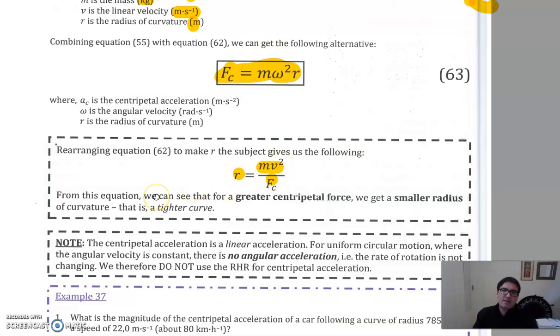From this equation, you can see a certain relationship: if the centripetal force increases, what will happen? We will have a smaller radius, so we will have a tighter curve. I've assigned a simulation to you that also illustrates this truth. It's not for marks or anything, it's just so that you can see the relationship between the radius and the centripetal force.